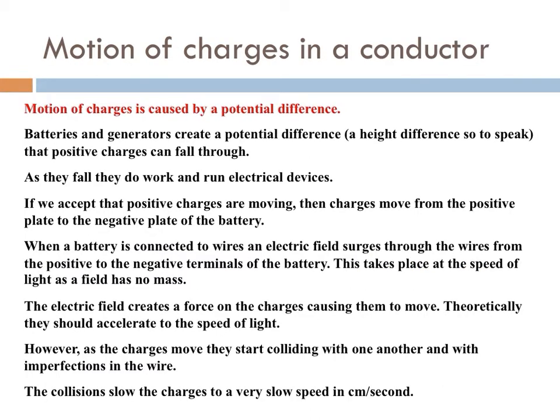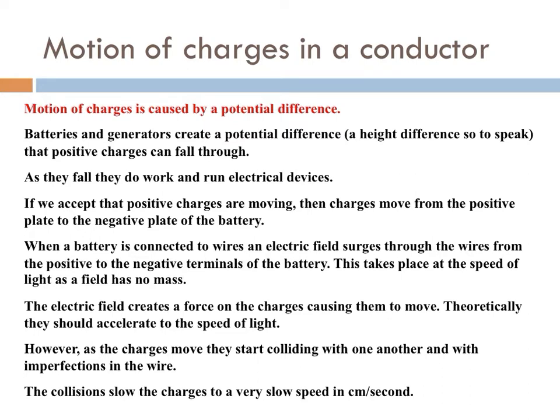Now again, we talked about the motion of charges, and this motion is caused by a potential difference. Now batteries and generators create a potential difference. This is the height that we're talking about. As they fall, they do work and run electrical devices, and we can actually calculate all of that. So if we accept that positive charges are moving, then charges move from the positive plate to the negative plate of the battery.